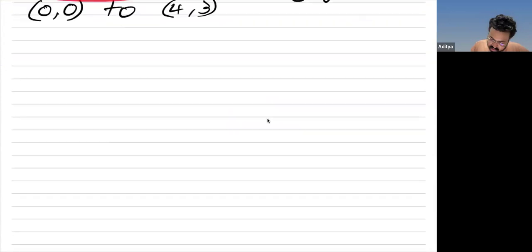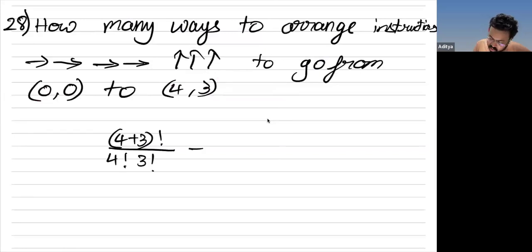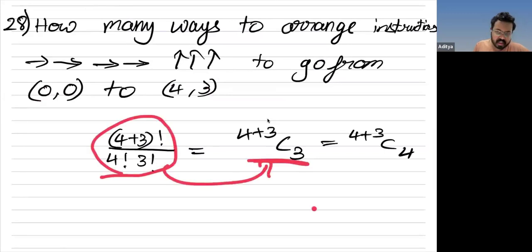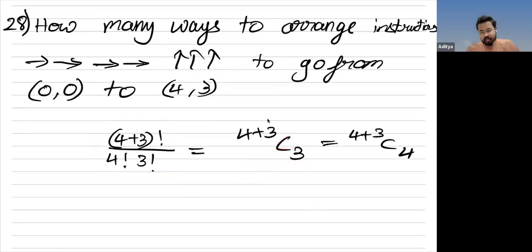Coincidentally, it is looking like our choose symbol, the choose R symbol. So this will be 4 plus 3 factorial upon 4 factorial 3 factorial. This can also be written as 4 plus 3 C3 or 4 plus 3 C4. It is just that this notation is equivalent to this symbol. C is a notation for the number of ways to do a particular selection. That's all. There is nothing else to it.